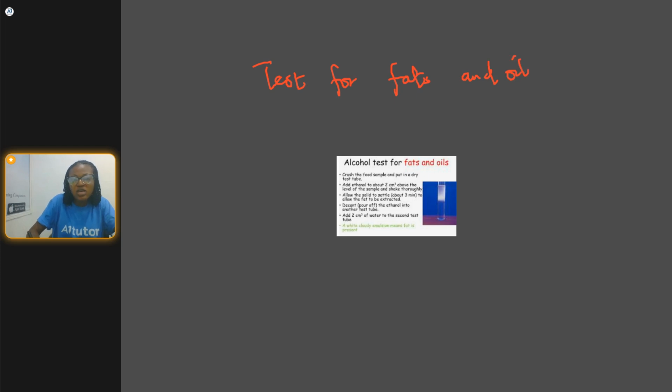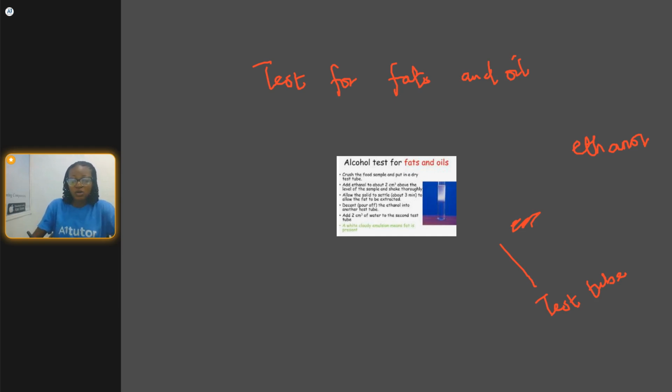Okay, so here you need ethanol. You crush the food sample and put it in a dry test tube, as you can see here. Add ethanol to about 2 centimeter cube above the level of the sample and shake thoroughly. Allow the solid to settle for about 3 minutes to allow the fat to be extracted.